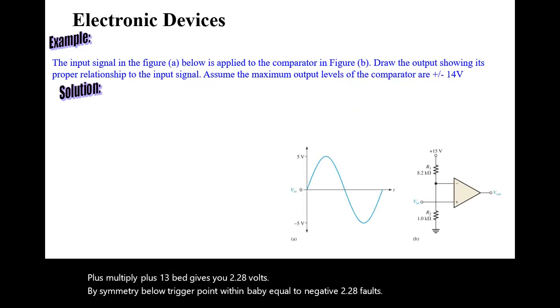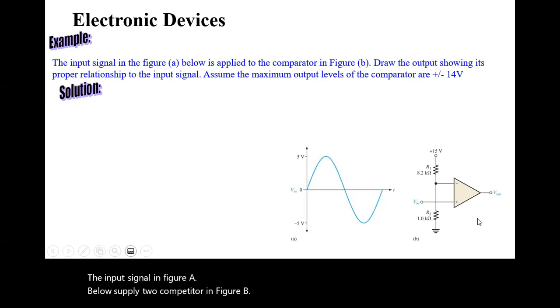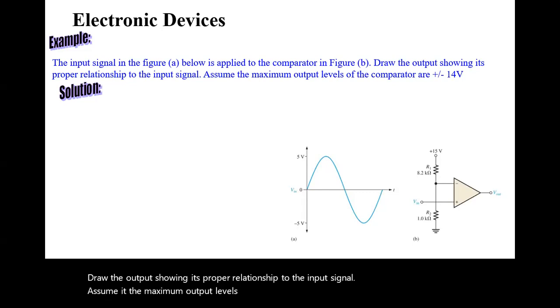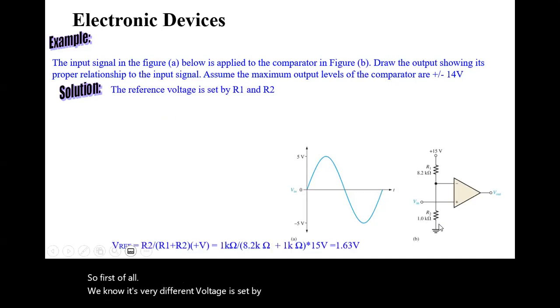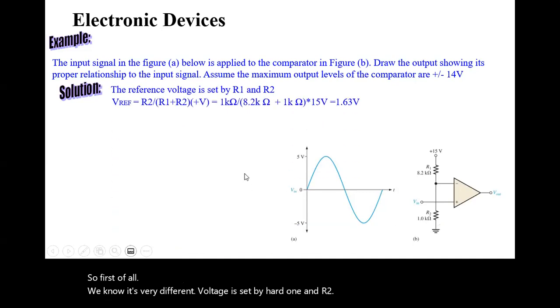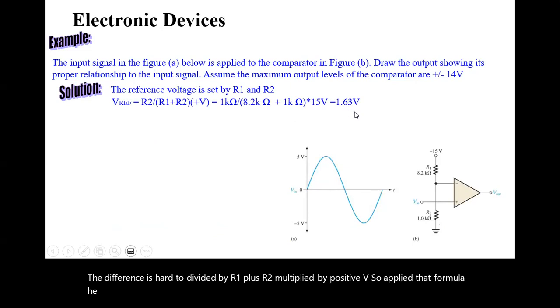The input signal in figure A below is applied to a comparator in figure B. Draw the output showing its proper relation to the input signal. Assume that the maximum output level of the comparator is plus 14, minus 14. So first of all, we know that the reference voltage is set by R1 and R2. V reference is R2 divided by R1 plus R2 multiplied by positive V. Apply that formula and you will get a value of 1.63 volts.